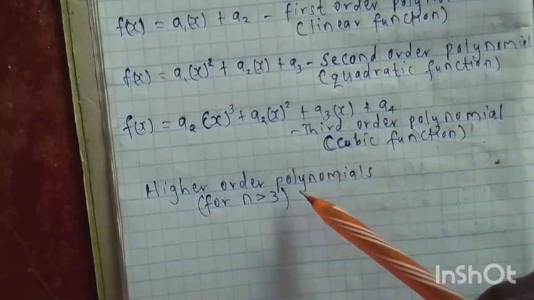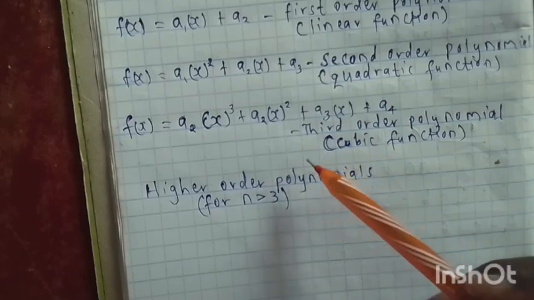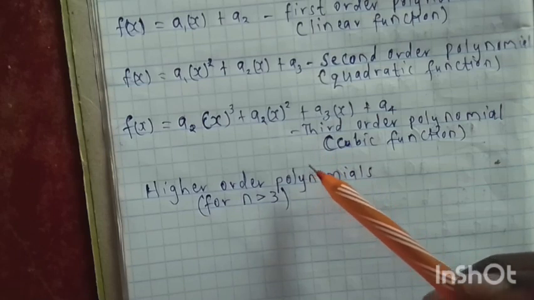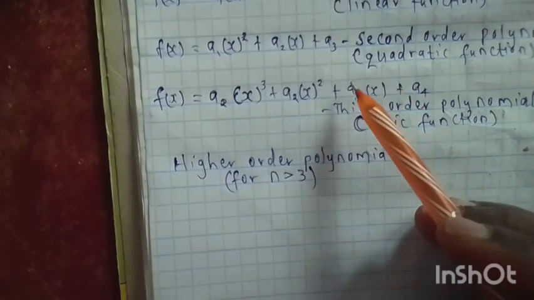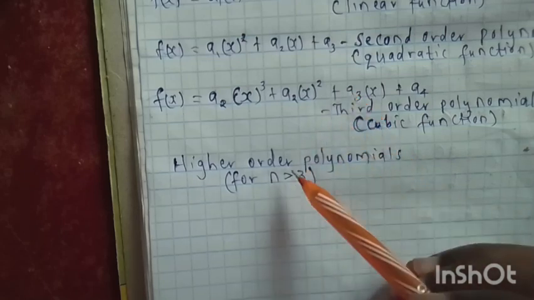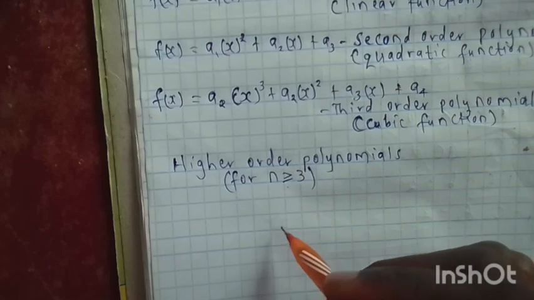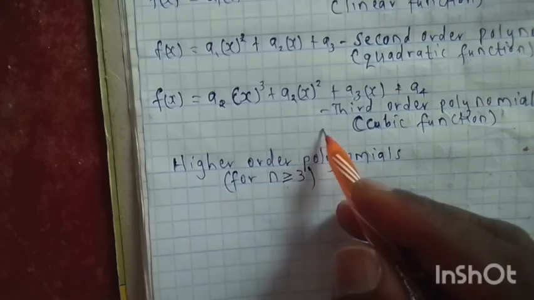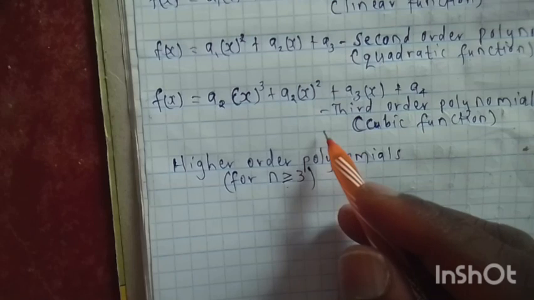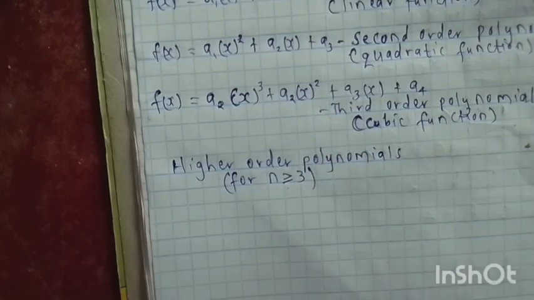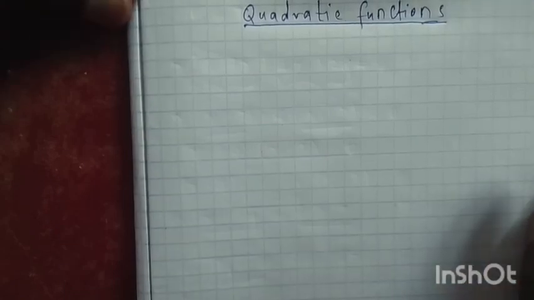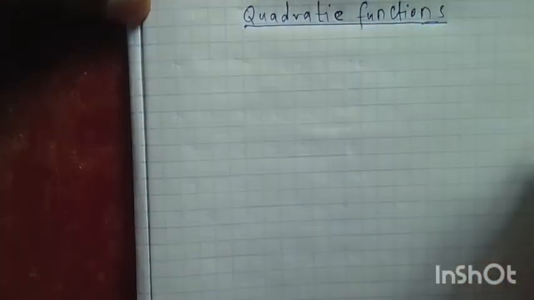Then we have higher order polynomials, those of the order above 3. But usually we classify higher order polynomials to be those of the order greater than or equal to 3, so cubic functions are normally classified as higher order polynomials. So we want to solve the polynomial functions, and we are going to start with quadratic functions.